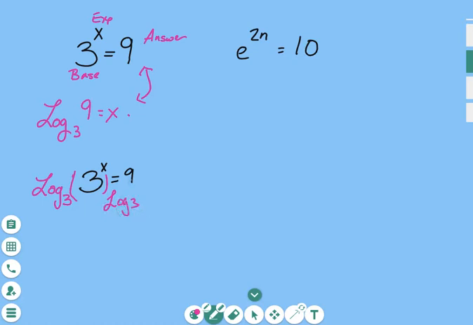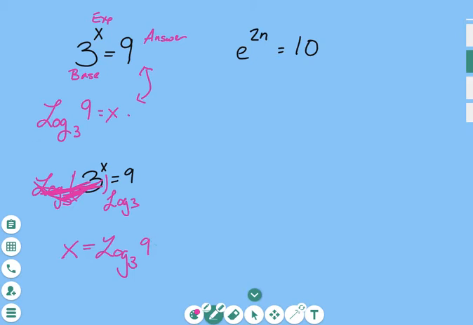And just like with any other process, inverse operations cancel each other out, meaning the log base 3 and the 3 cancel. And what we're left with is just our exponent answer on this side. And on the other side, it looks challenging at first. Log base 3 of 9. Maybe you know what that number is, maybe you don't. But I can actually use a calculator to get that number.